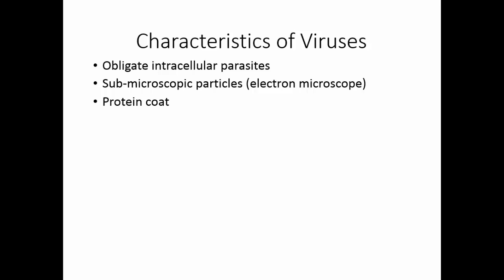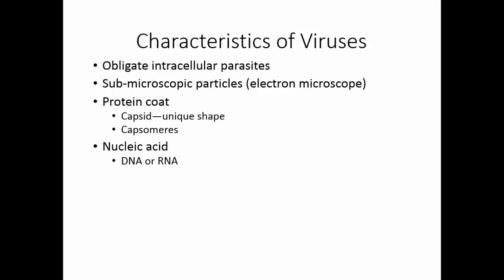They're pretty simple. They're composed of a protein coat, and that protein coat is called a capsid. The capsid gives each virus a unique shape. The capsid is made up of repeating subunits called capsomeres. The other part of a virus is the nucleic acid. Viruses have either DNA or RNA, but never both.